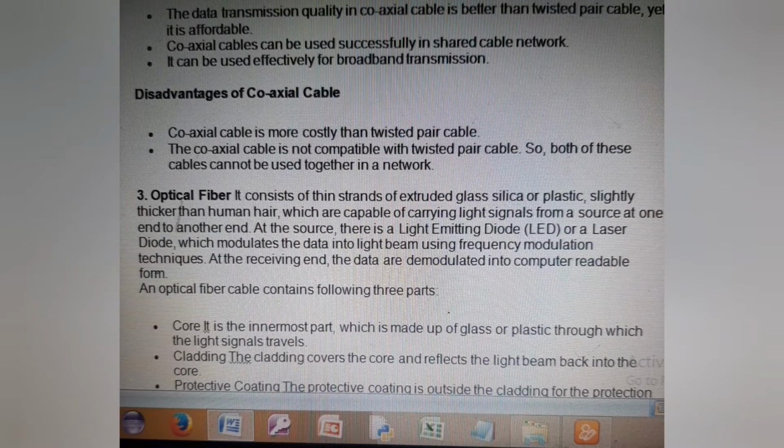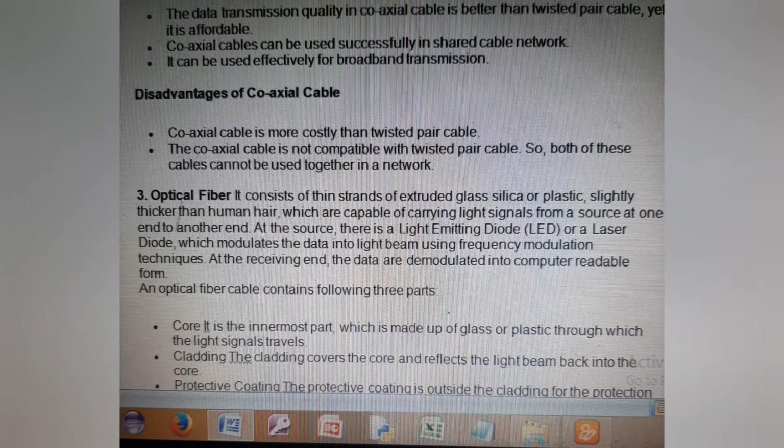Then comes optical fiber. Optics you have learnt in physics, means related to light. So it contains thin strands of extruded glass, silica or plastic. There are so many thin strands inside it, and they are slightly thicker than the human hair that we have on our head. And it is very capable of transmitting the signal through light signals from one source to another.